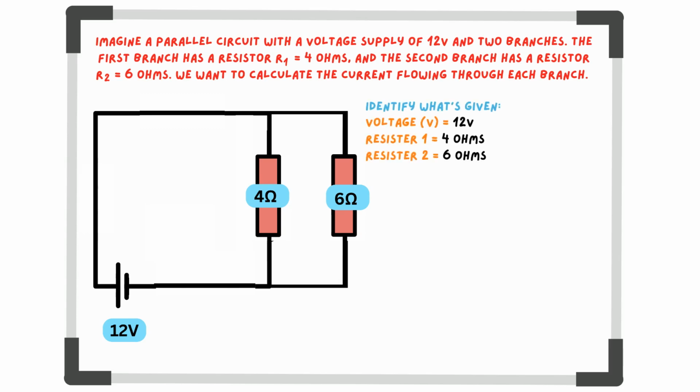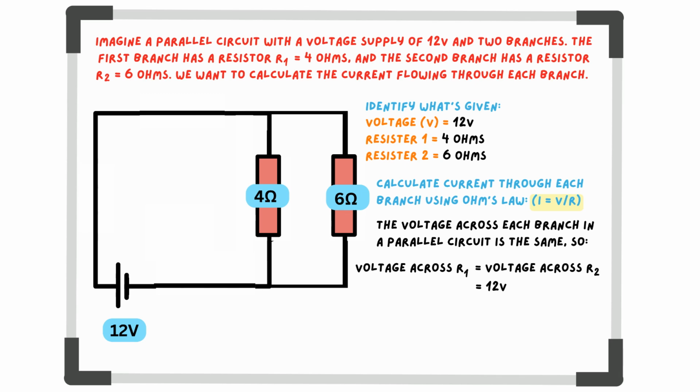The first step is to identify the values given. We have values for voltage across the power supply and the resistance of the 2 resistors. We can calculate current through each branch using Ohm's law. First, we need to recognize that the voltage across each branch in a parallel circuit is the same as the supply voltage, as we have just learnt. Hence, voltage across R1 is equal to voltage across R2, equal to 12 volts.